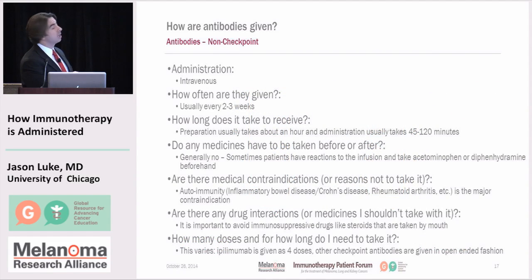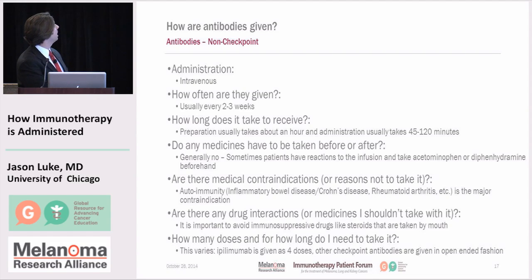So how are these checkpoint antibodies given? Well, very similar to the non-checkpoint antibodies. They're given intravenously, usually every 2 to 3 weeks. How long does it take? Again, similarly, you have to come in, park, see the nurse, see the doctor, get the drug thawed, then get the drug in clinic. So that's going to take most of a half a day at least.